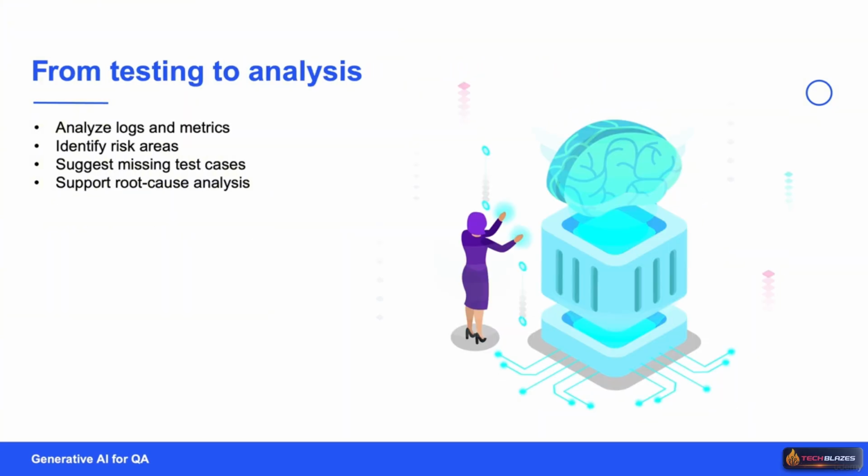Another big area is analysis. Traditionally, testers spend hours trying to find patterns in logs or identifying why a certain test failed. AI can help spot these patterns. It can read through logs, summarize trends, or even suggest potential root causes based on the data you provide.